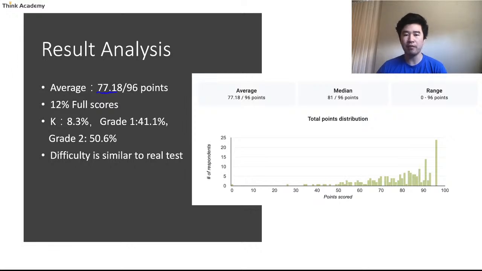Here we can see we have 12% full scores. 12% of students actually got 96, full score. Very good job, guys. And here we see the grade distribution. We have K, which gives us 8.3% of students, and G1 and G2. G2 has the largest number of students who participated. Also, for our mock test, a lot of people ask about the difficulty. The difficulty is actually pretty similar to the real test. And we are going to see the problems.